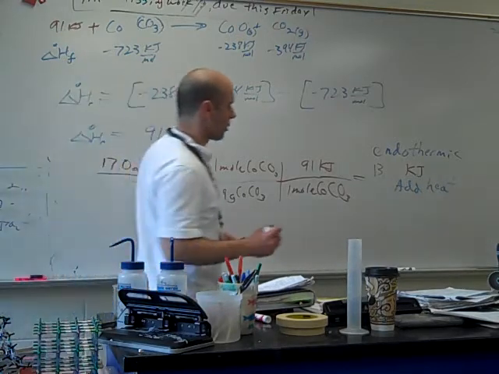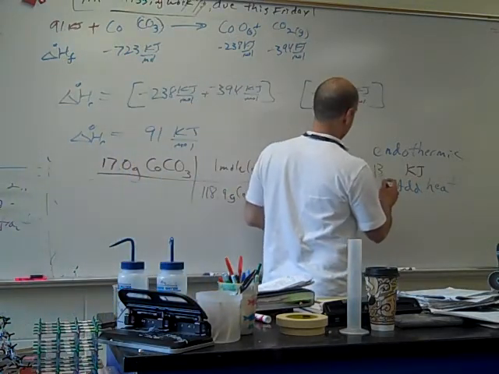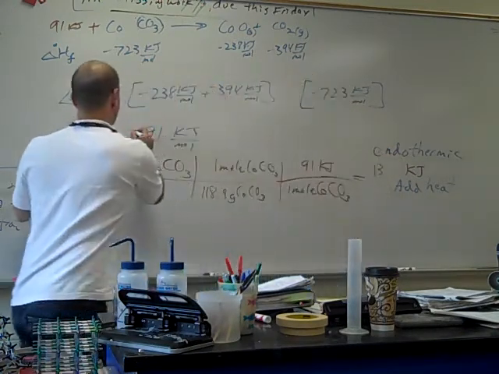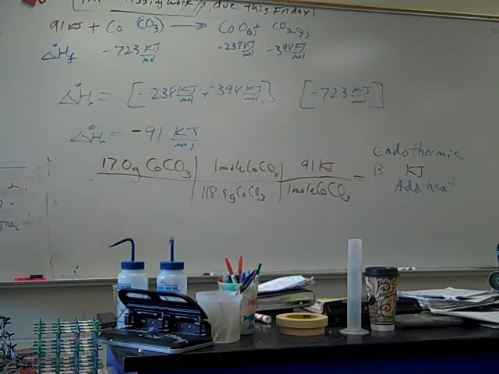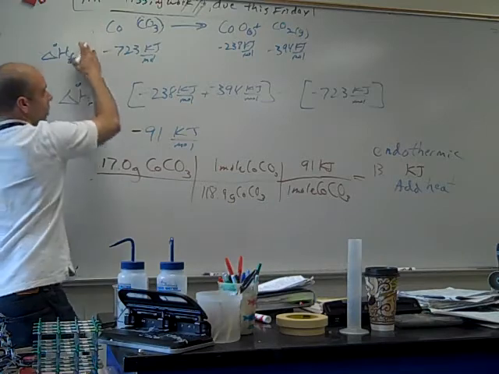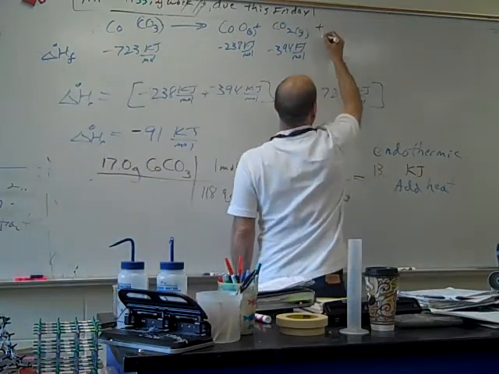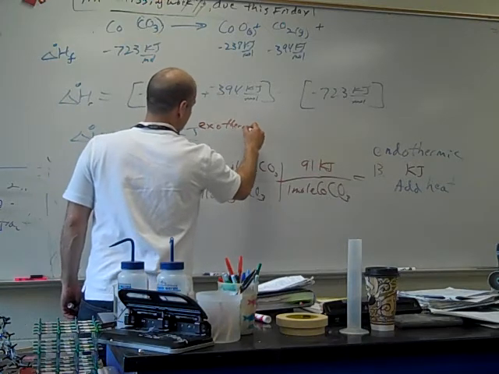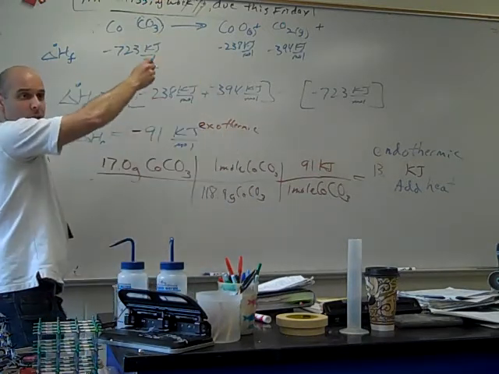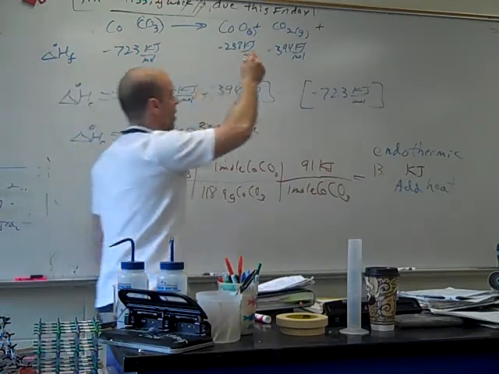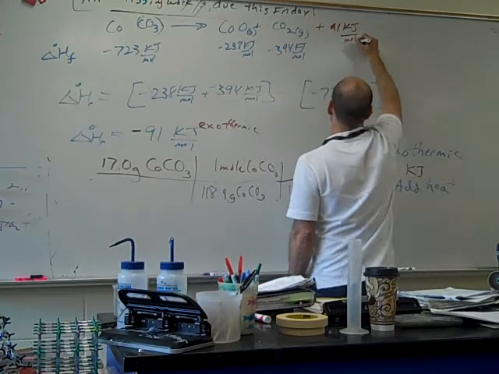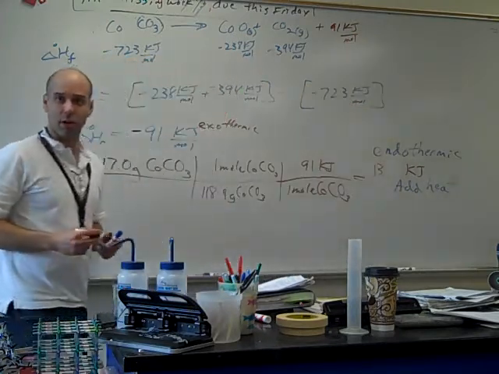If it was an exothermic reaction, this is where it gets kind of confusing. If it's an exothermic reaction, then the number would be on the other side, but it's written as a positive number when you put it in as part of the equation.